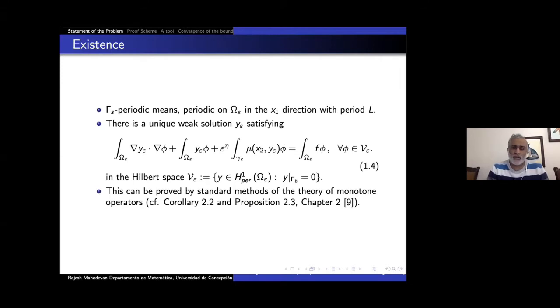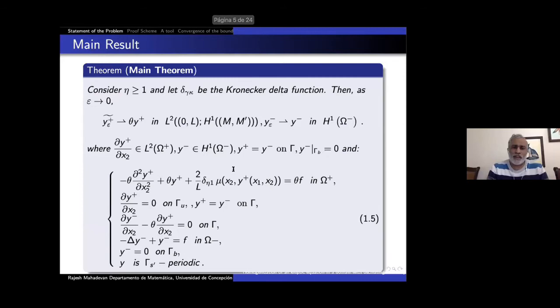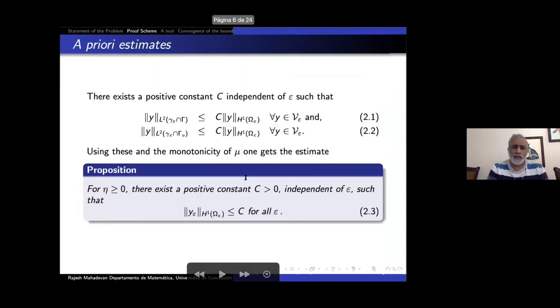So if you do this, you can forget this mu term and you will get all the other terms except this term. So how do we account for this term in the limit problem? That's the main issue.